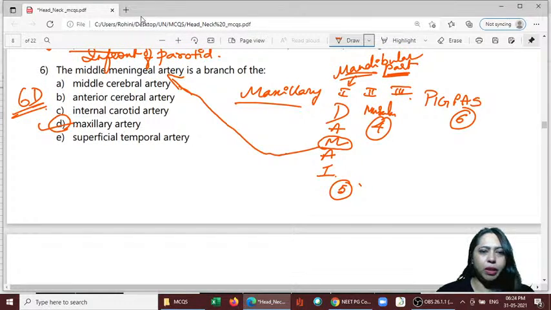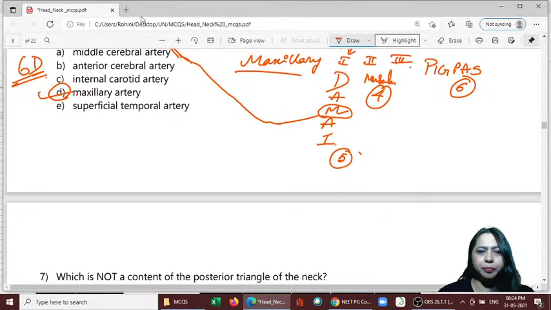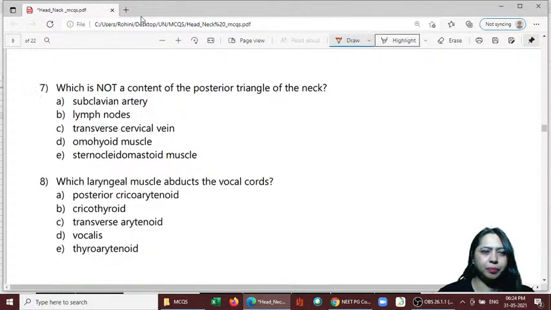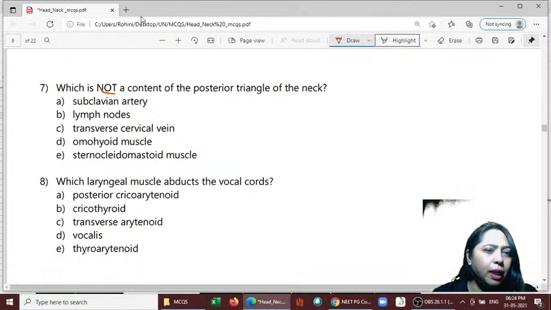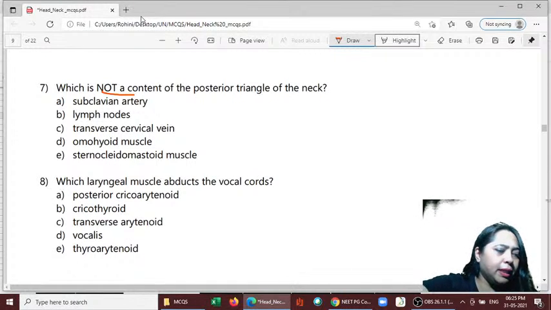Okay, next one. Let's see the question. Which is not a content of the posterior triangle of the neck? Now, there are various contents in the posterior triangle, but here they're asking you which one is not a content.